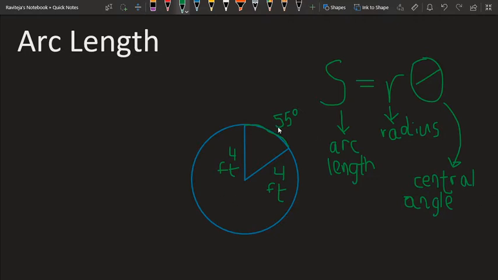We're going to have to convert this 55 degree measure to a radian measure, and hopefully you guys remember how to do that. All you have to do is just take the angle measure, which in this case is 55 degrees, and multiply that by pi over 180. If you do that, you get 55 pi over 180, and that can be simplified to 11 pi over 36.